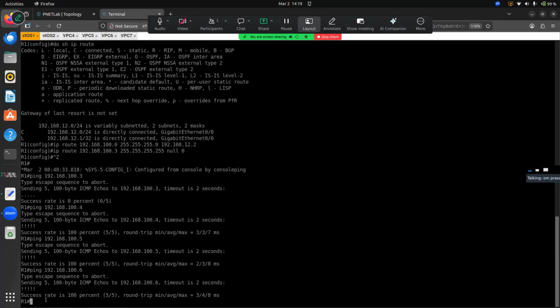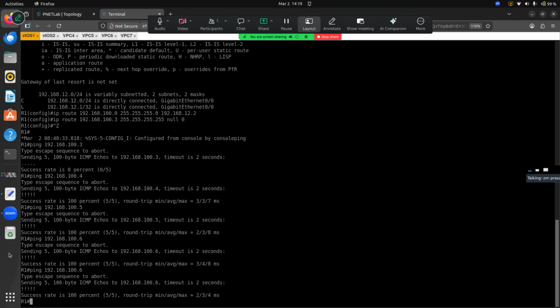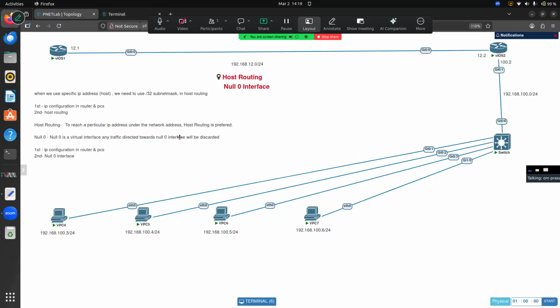Okay. With the command also, I verified. Dot 6. To every interface, my packets are coming. Only to this interface, my packet is dropping. Why? Because I configured null zero under this interface. So what is the meaning of null zero? It means it is a virtual interface. Any traffic directed towards null zero interface will be discarded. Okay. Now it's fine, right?